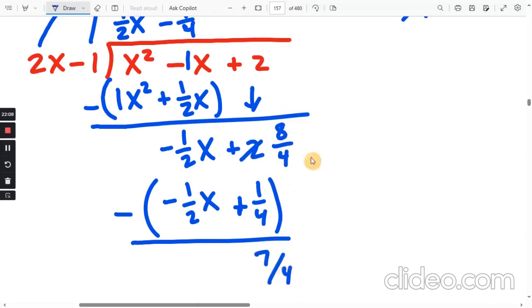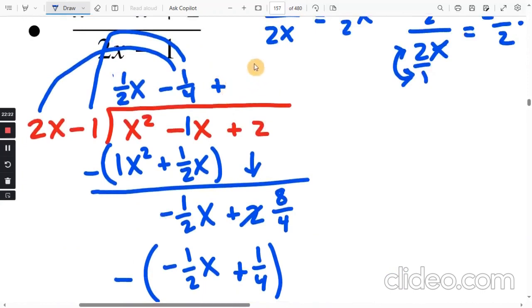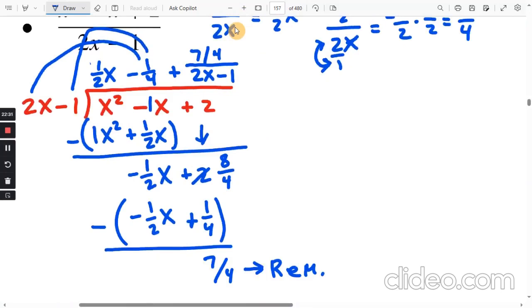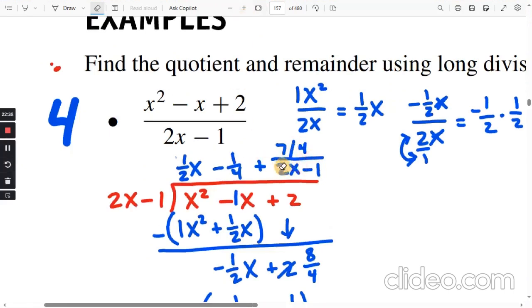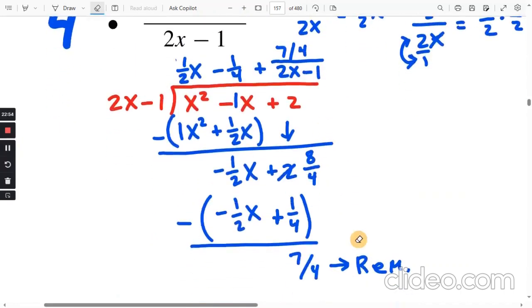All right, there is nothing left to bring down, so this is your remainder. So the 7/4 is over 2x minus 1. So it's basically plus 7/4 divided by 2x minus 1. Some people might say that is improper the way I wrote that, and the 4 should be in the denominator, but I don't want to do too many different concepts in one problem. So we're going to leave it like that for now. But anyhow, generally speaking, the remainder goes over the divisor. So that's it for this problem.